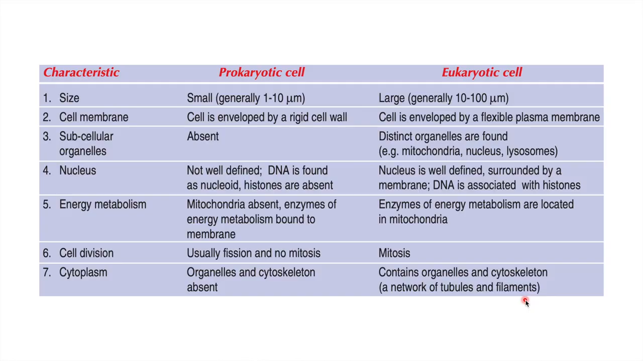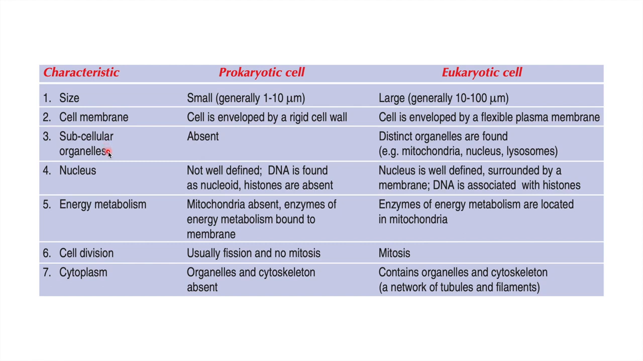Now here I have given a table which differentiates between prokaryotic cell and eukaryotic cell. So first point is size. We know prokaryotic cells are small in size, around 1 to 10 micrometer. In eukaryotic cells these are large, around 10 to 100 micrometer. Regarding the cell membrane, we know that the prokaryotic cell membrane is covered with a cell wall. If we talk about eukaryotic cells, animal cells don't contain the cell wall.